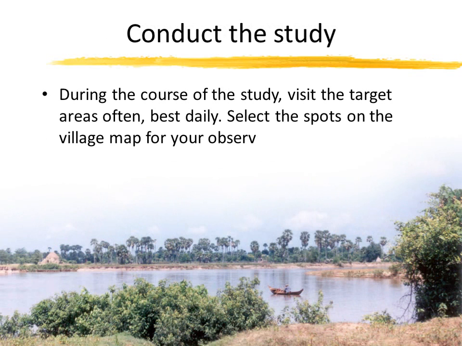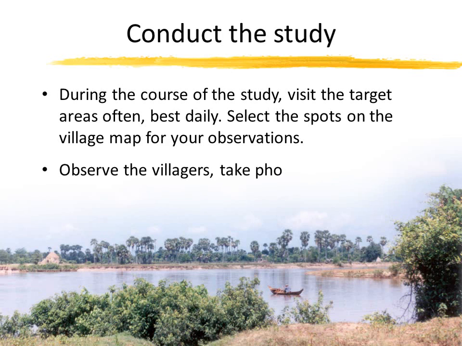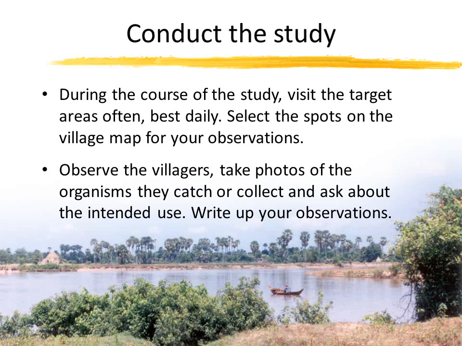Now you're ready for the real job. From the village maps, you have a rough idea where the action is. Go there, possibly every day, and see for yourself. Observe what is going on. Take photos of every critter you are shown and take notes. Ask lots of questions about the species you see, what they are used for, how plentiful they are, what they cost in the market, and then write up all the information you get.